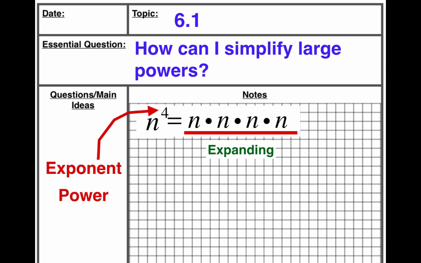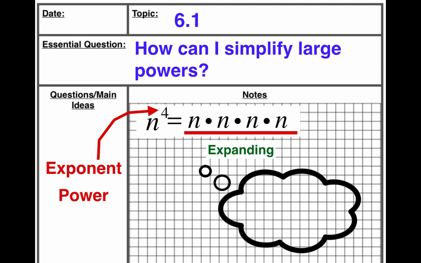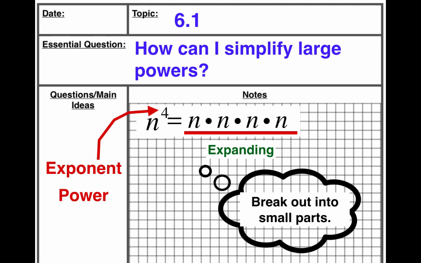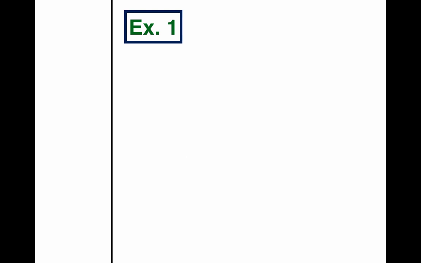When we write it out the long way, n times n times n times n, that's called expanding the problem. You're basically breaking it into all of its small parts. And sometimes expanding can be helpful. I'm going to put a little thought cloud here in our notes that says break out into small parts. Expanding is when you break it all down. And we're going to use that as a strategy today for some problems.